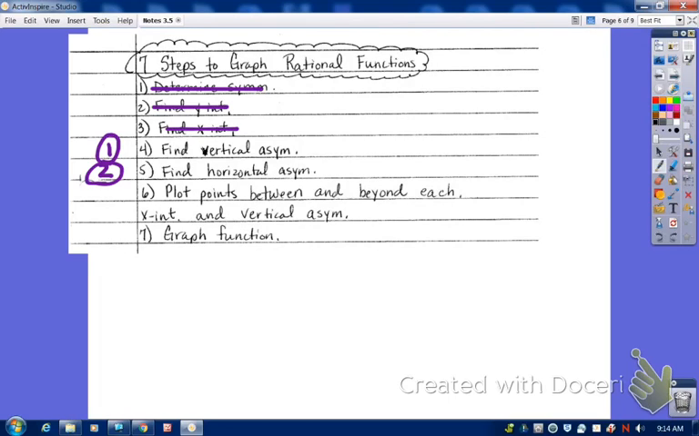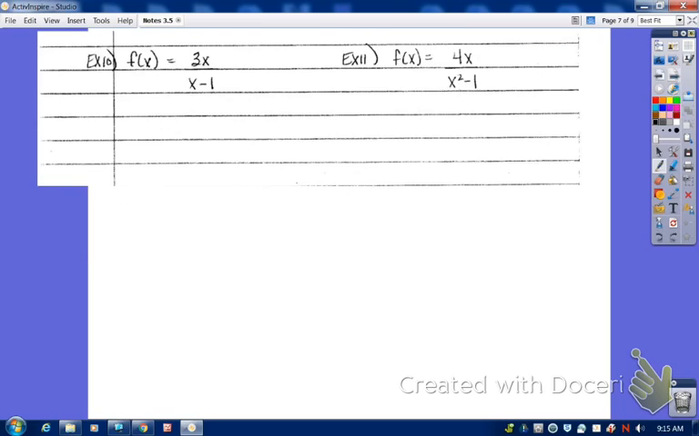Then you're going to find any horizontal asymptotes. Then you're going to find points between and beyond each vertical asymptote. All right, and then number 4, you're going to graph the function. So I'm going to narrow it down to 4 steps for you. We can find symmetry, but I promise y'all can find vertical asymptotes and horizontal asymptotes really, really quick. Then you can make a t-chart and you can sketch the graph. We don't have to do all that stuff. All right, so we're going to narrow it down to 4 steps. Let's look at the first one.